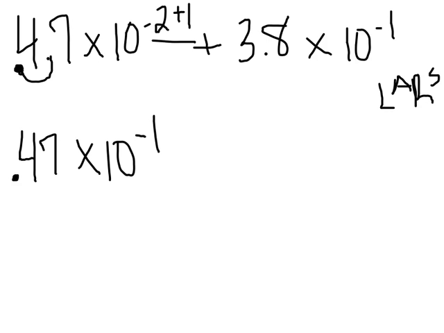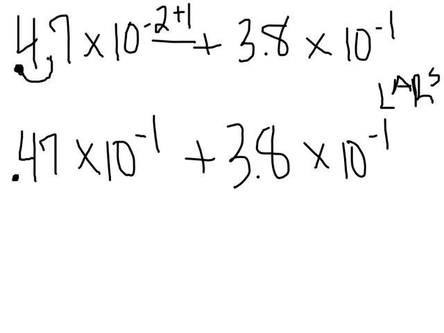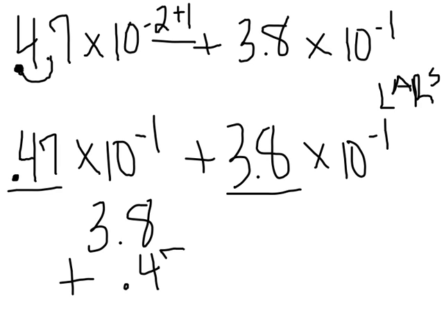Again, negative 2 plus 1 is negative 1, plus 3.8 times 10 to the negative 1 power. Now my exponents are the same. All I have to do is add my coefficients. Line your decimals up and fill in your zeros. 3 plus 0 is 3. Bring your decimal down. Ooh, wow, Miss Abel. Let's do that correctly in correct order.